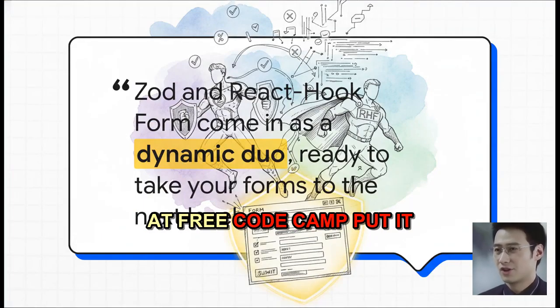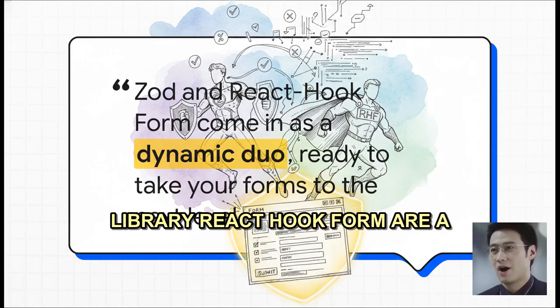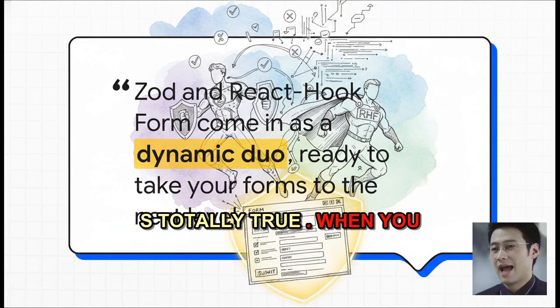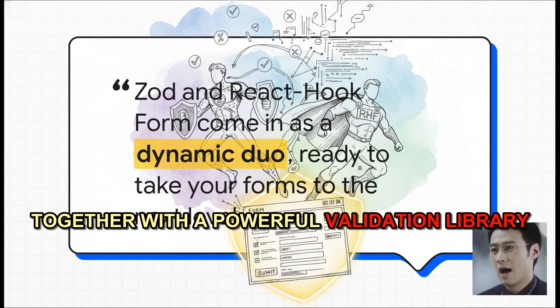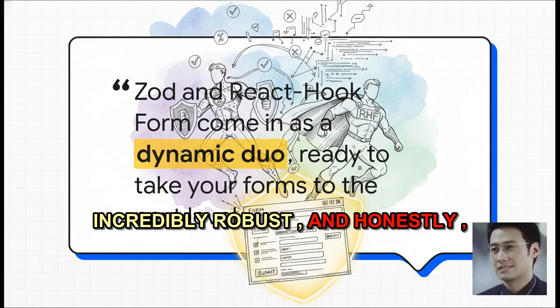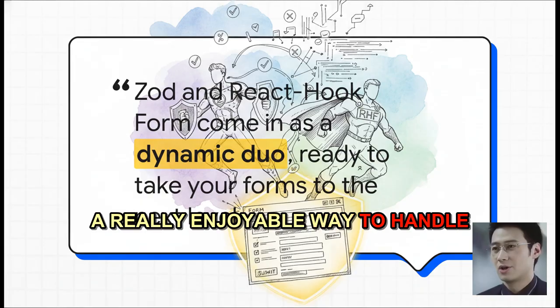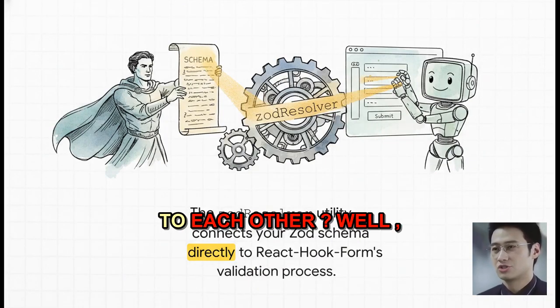As the folks at FreeCodeCamp put it, Zod and the super popular library React Hook Form are a dynamic duo. And it's totally true. When you put a powerful form management library together with a powerful validation library, you get this seamless, incredibly robust, and honestly a really enjoyable way to handle user input. So how do you get these two to talk to each other?